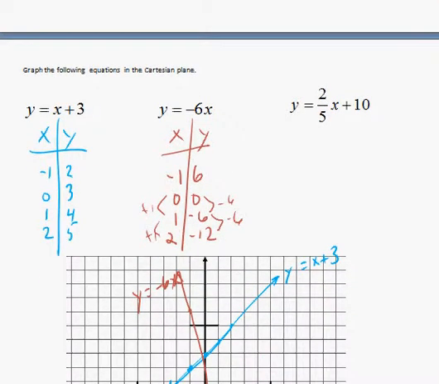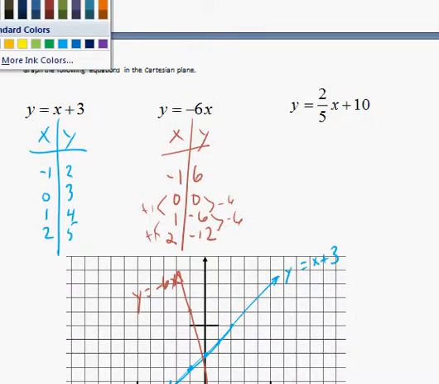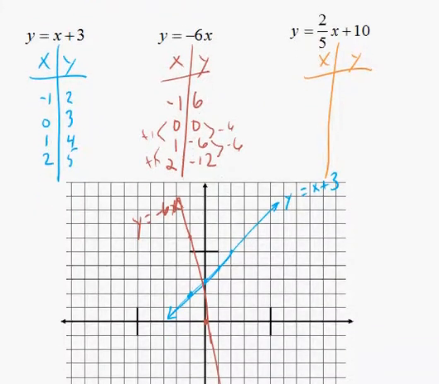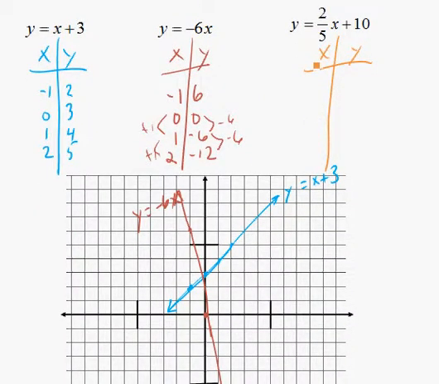Finally, let's take a look at y equals 2/5 x plus 10. So, if we make ourselves a table, you may recall last time that we actually made our x's change by 5 so as to avoid getting fractions for y. If x is 0, 2/5 times 0 is 0. 0 plus 10 is 10.